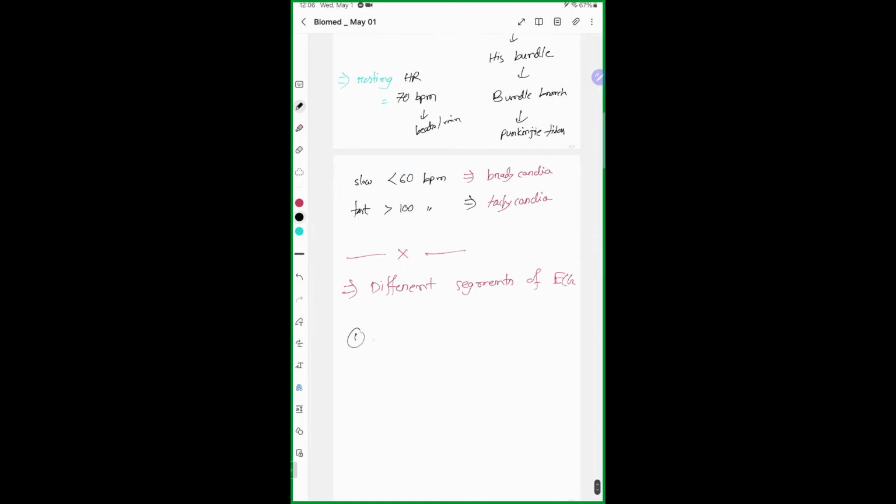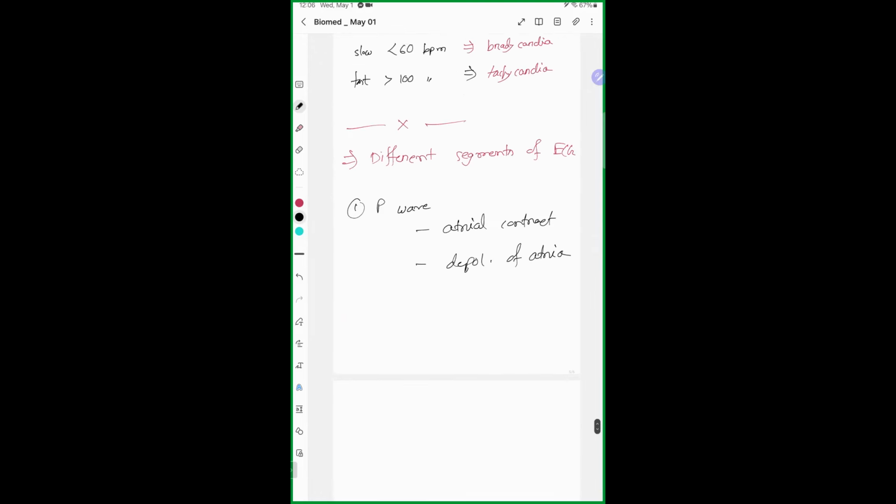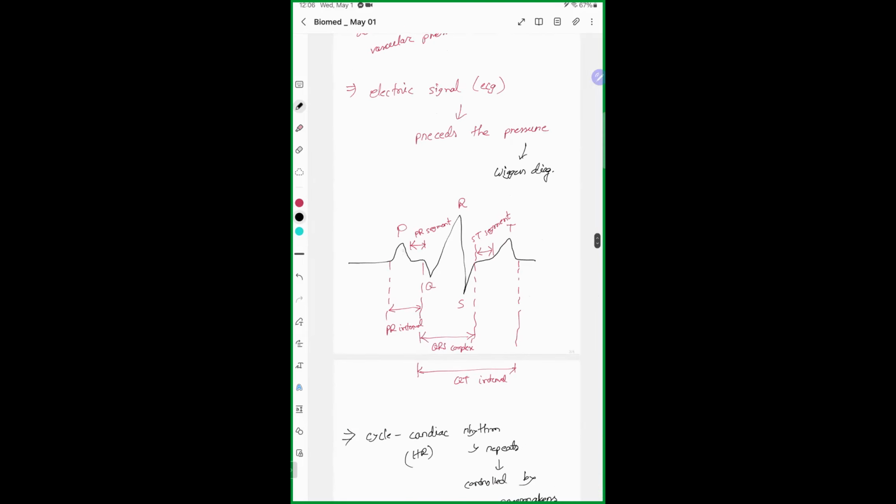It starts with the P wave. The P wave is for atrial contraction. This is called the depolarization, depolarization of atria. And as you can see, this kind of depolarization has low amplitude. So these have comparatively low amplitude. This is the P wave.